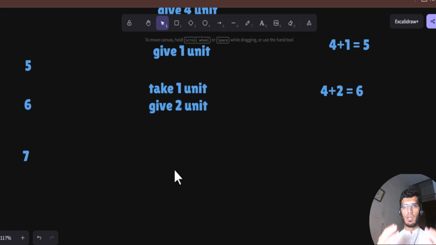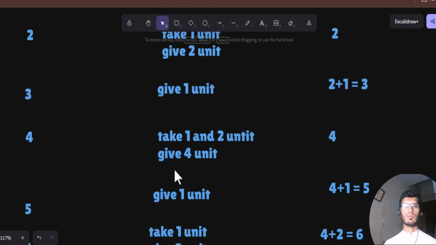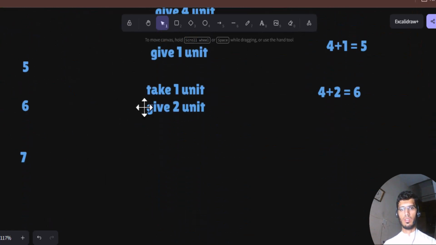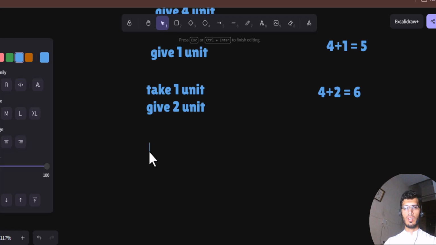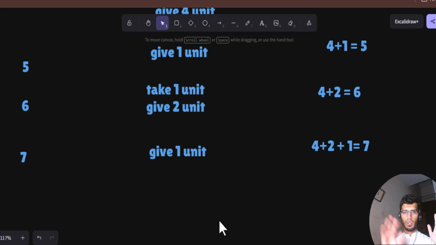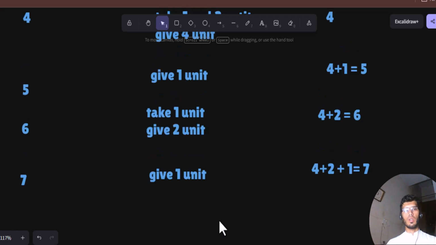Now on day 7, the last day, guess what will happen? Yes, you guessed right, we will simply give this green unit of 1 piece to the employee, so that the total gold will be 7. So as we have given one more, it will be 7. So boom, we have solved our problem, and now we understand how this solution is working.